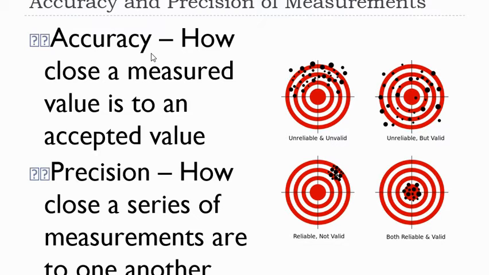Okay. So the difference between accuracy and precision is with accuracy, you need to have some sort of accepted value. Okay. So your value needs to be something that's been published and has been tried over and over again. For example, the density of water is 1 gram per milliliter. Okay. So that is an accepted value.